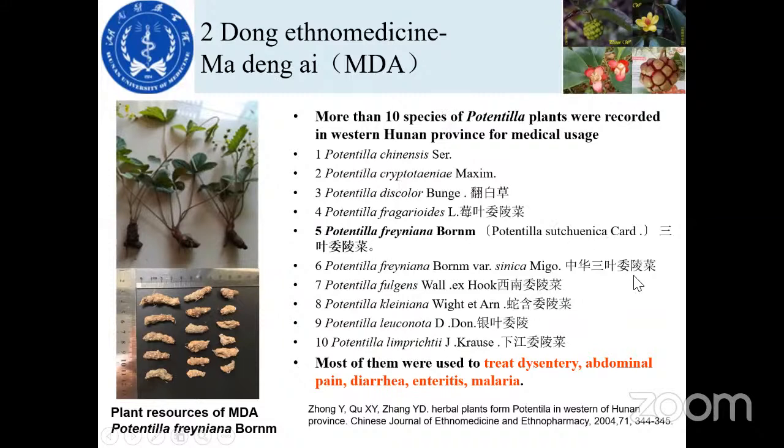In the literature survey, we found that in western Hunan province, almost 10 species are used in medicine, like Potentilla chinensis. Most of these plants were used to treat dysentery, abdominal pain, diarrhea, enteritis, and menorrhea. All these disorders are related to infection. So we think this plant may have good anti-infectious activity.